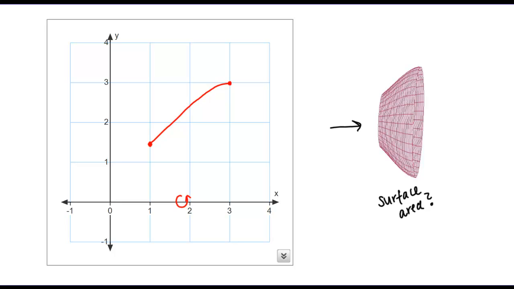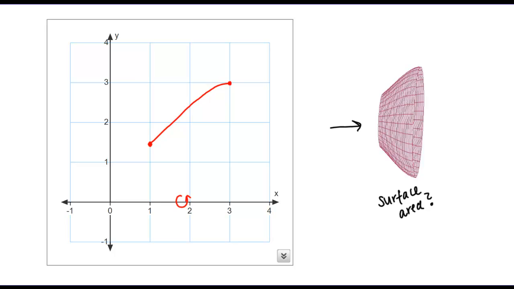Recall our goal. We'd like to be able to calculate the surface area of a surface of revolution, which is created by revolving a curve around some axis of rotation. So for example, I have this little curved segment here. If I rotate it around the x-axis, I create a surface of revolution that looks like this, and I'd like to be able to calculate that surface area.